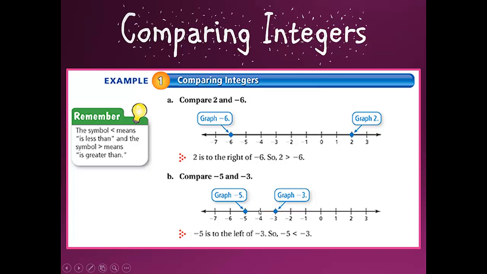As our numbers go to the left, they get smaller, and as we go to the right, they get larger. -5 is to the left of -3, so -5 is less than -3.